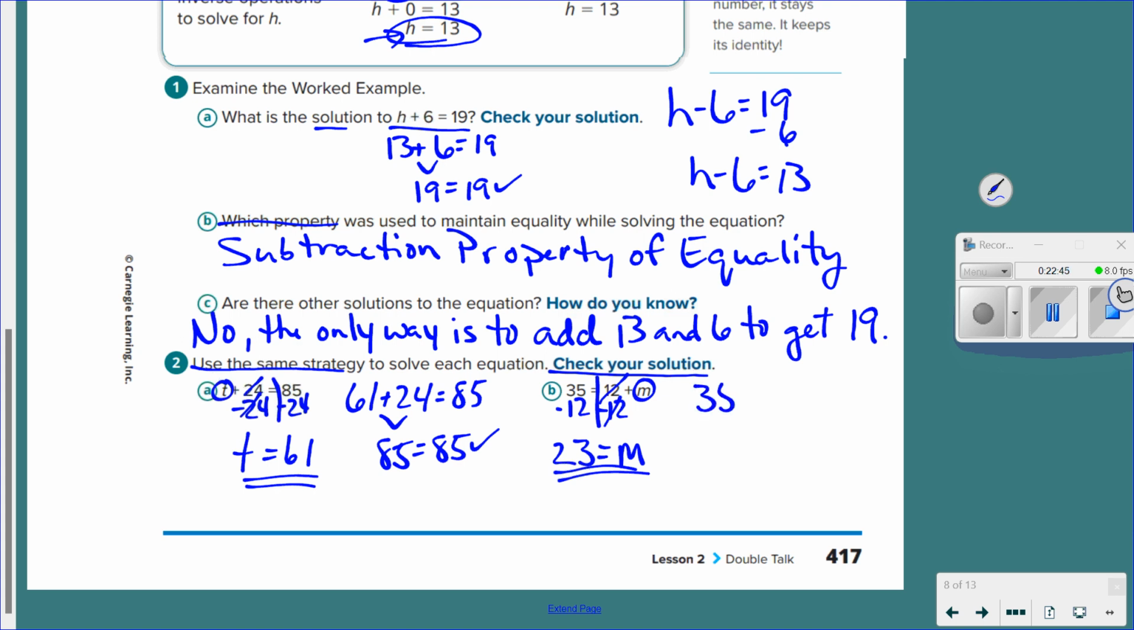Go back to check it. 12 plus 23. Add those together, I get 35. 35 equals 35. Check. Questions on any of these? Nope. Okay, let's turn the page.